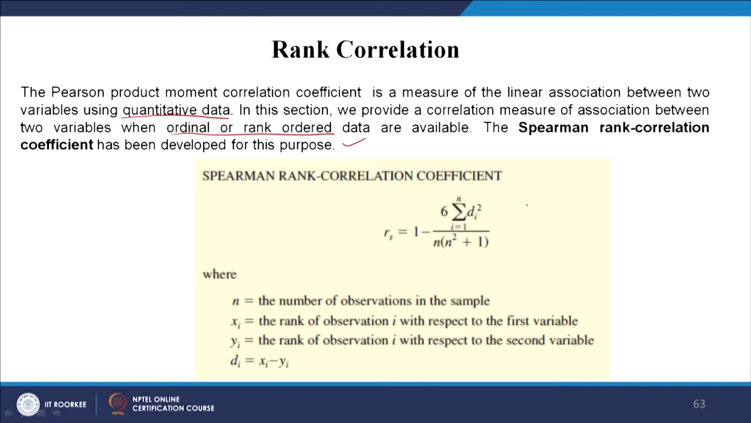Okay. Now, this is the formula. So, as you know, correlation is always given by the small r is equal to 1 minus 6 summation of d square, where d is nothing but the difference in the ranks, divided by n into n square minus 1, where n is the number of observations in the sample. So, xi is the rank of the observation i with respect to the first variable, yi is the rank of the observation i, same i, right, with respect to the second variable, and d is xi minus yi.